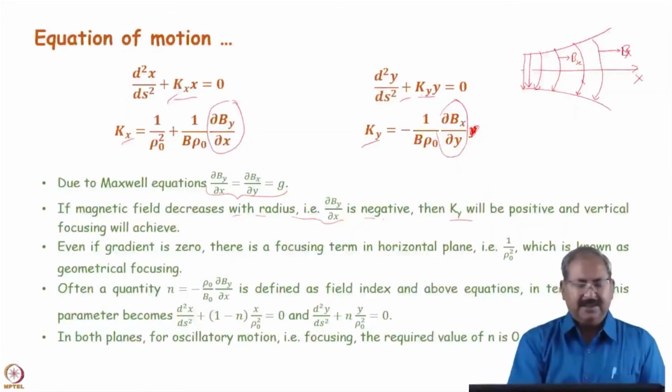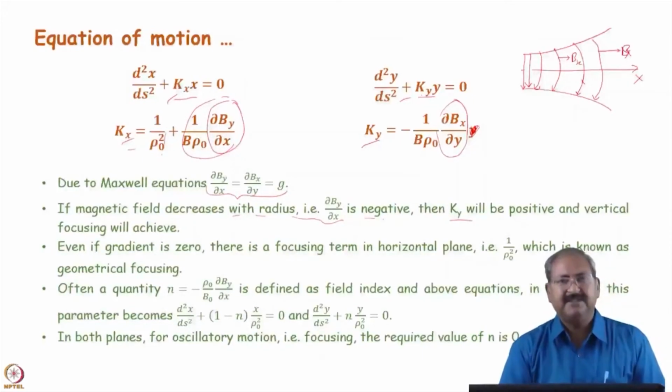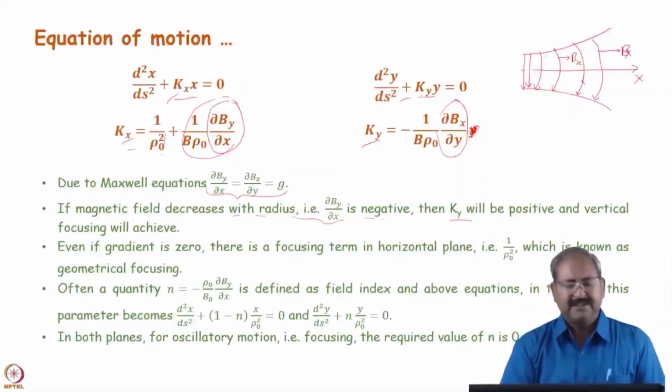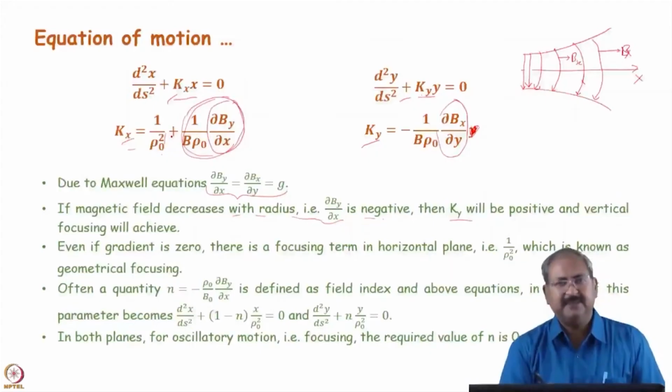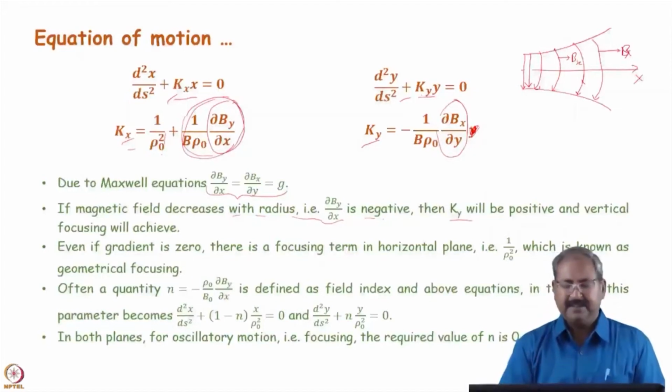Suppose the gradient is 0 in this equation. Still you have kx equal to 1 by rho 0 square. Means you still have some positive kx in the horizontal plane, even if the gradient is not there. So this shows that even in the absence of gradient, there is some kind of focusing in the dipole magnet in the horizontal plane. We will see a bit later what this kind of focusing is. This is known as geometrical focusing.